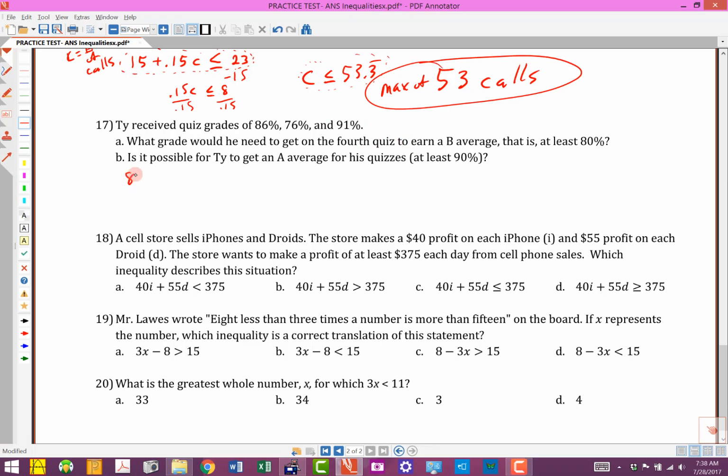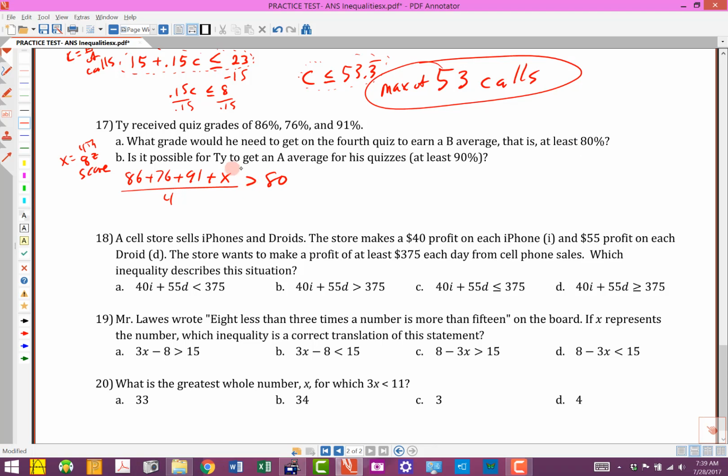So we're going to take 86 plus 76 plus 91 plus his next quiz score. We're going to call that X. X is the fourth quiz score. We're going to divide that by 4, and he wants to get at least a B, so that's at least an 80%. So we're going to compare that to 80%.